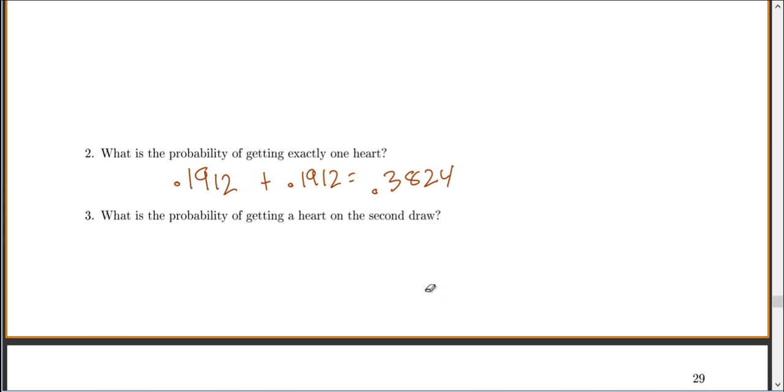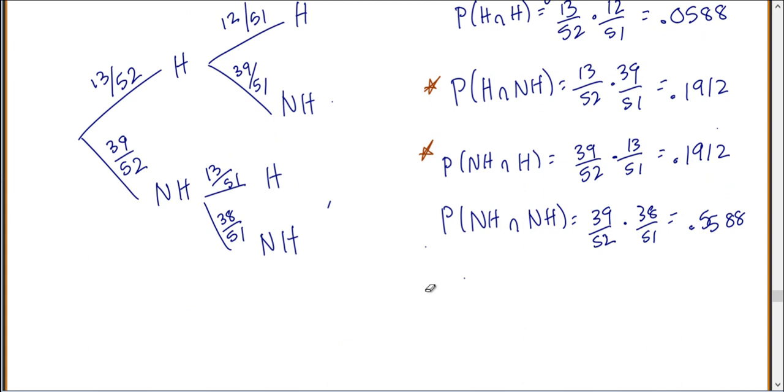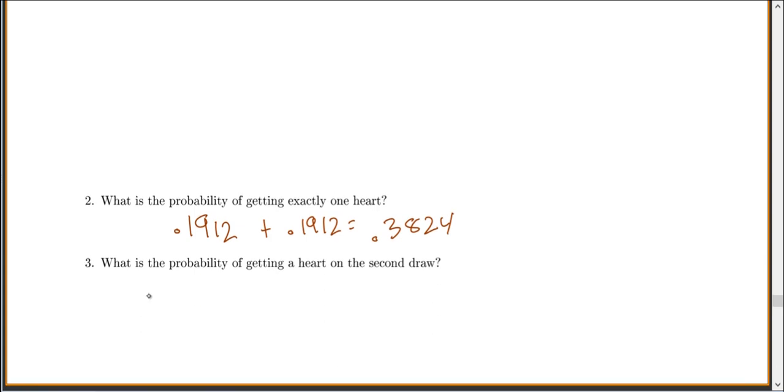Now number 3, what's the probability of getting a heart on the second draw? So you go through, which ones have hearts on the second draw? This one has a heart on the second draw, and this one has a heart in the second draw. So you add up those probabilities. So 0.1912 plus 0.0588 is 0.25.